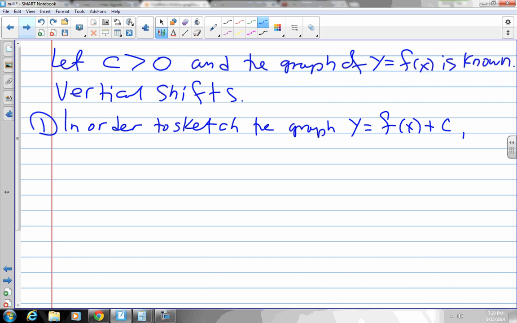So if each ordered pair gets a number added to the y, what happens to every ordered pair then? Yeah, everything just jumps up by c units. And this is what I mean by common sense. You're adding something, so everything gets bigger, so everything just went up, right? Each y value increased by whatever c is. Let's say you're adding 2, so every y value went up by 2. So that means in order to sketch the graph y equals f of x plus c, we need to shift the graph y equals f of x, c units upward.